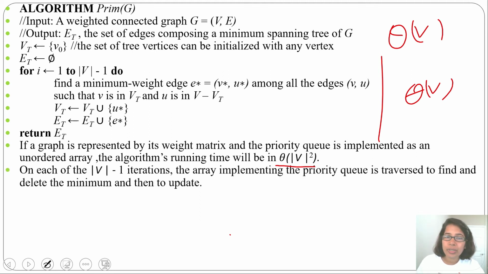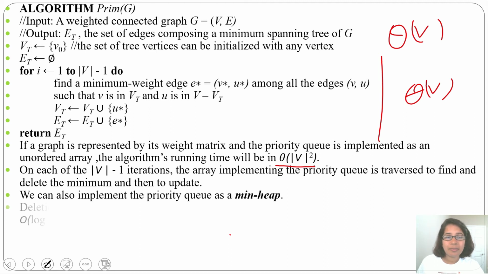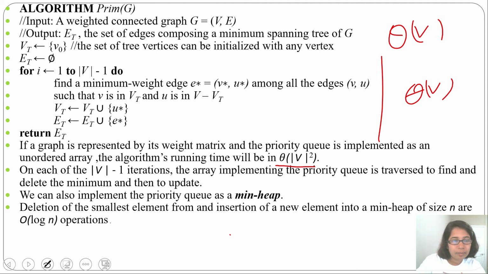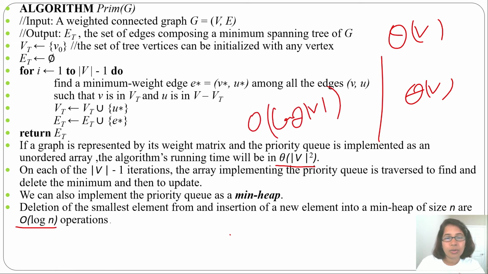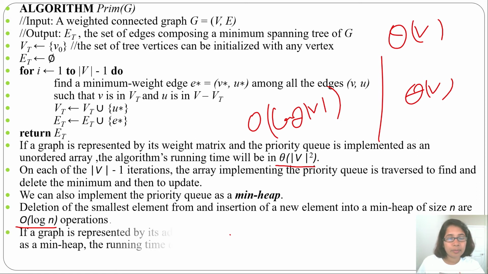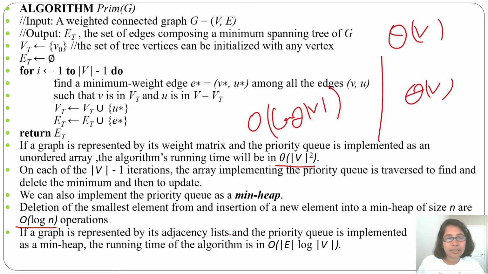If the data is stored in a min heap, then finding and deleting the minimum will be order of log n, or here we can say order of log v, so order of log of number of vertices. So the total running time will be order of number of edges times log number of vertices. If a graph is represented by an adjacency list and the priority queue is implemented as a min heap, then the running time will be order of number of edges log number of vertices.